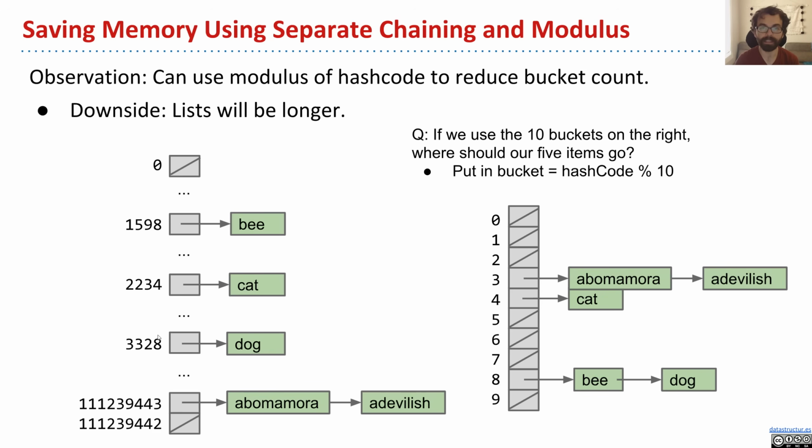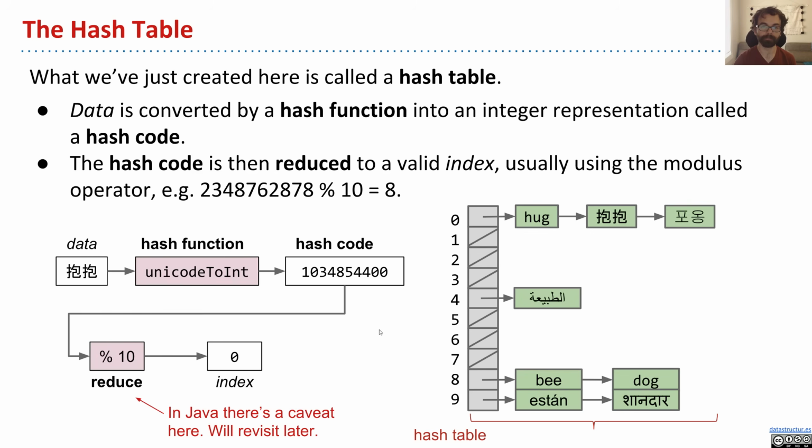Now, is that somehow dangerous? We'll talk about that a little bit later at the very end of this lecture, but just conceptually, it should be fine. The obvious downside is that my lists will now be longer. For example, the list that bee is part of is no longer size 1, but now is size 2.